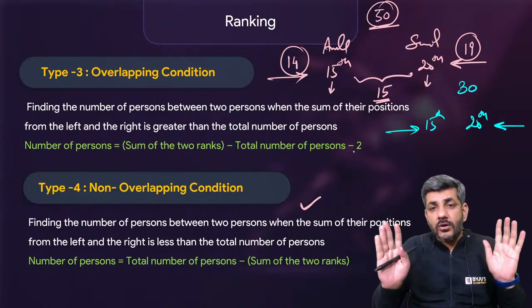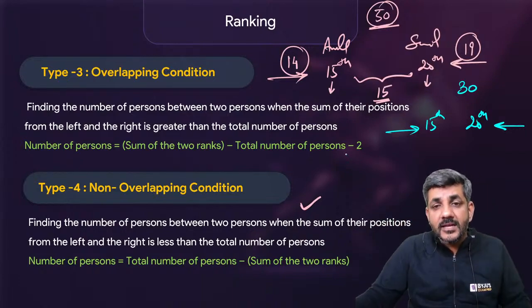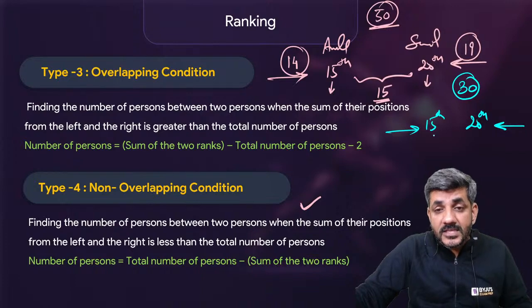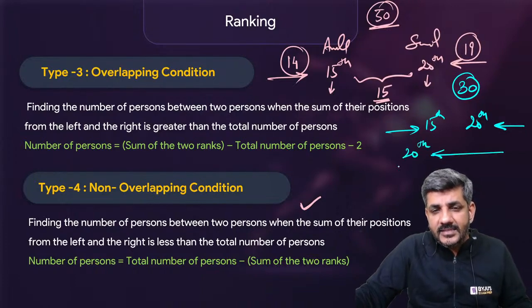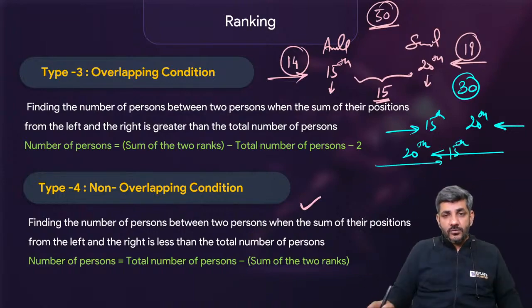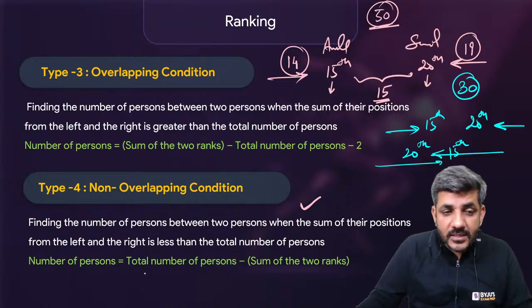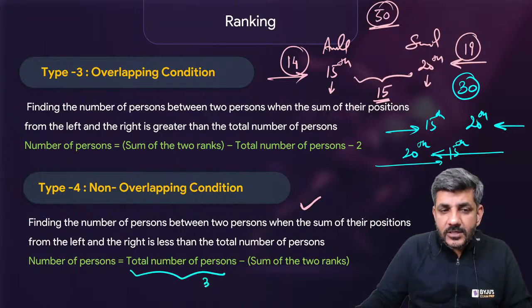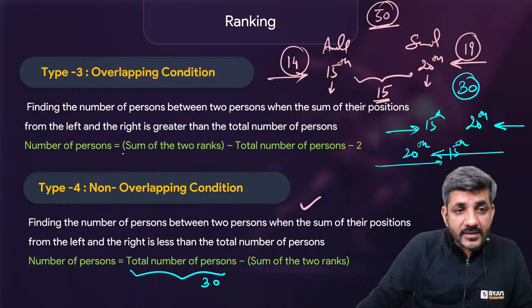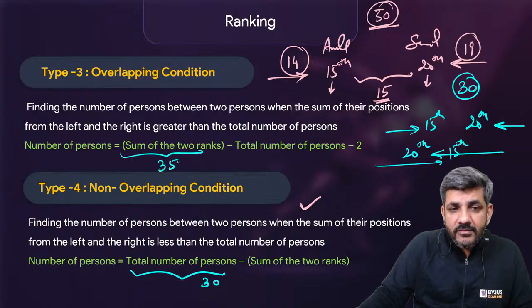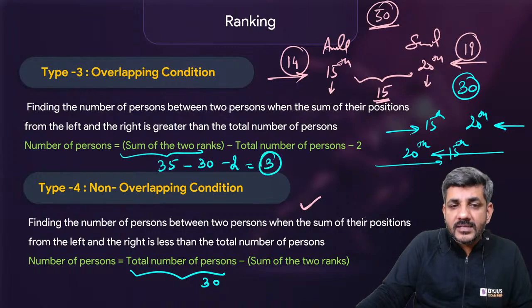Now one thing is for sure. 20 plus 15 is making it 35, whereas people are 30. That means this 15th person is actually something like this. कि 20th right से यहां पर है और 15th left से यहां पर है. इस तरह की सिचुएशन हो रही होगी. When this is the situation, you find the total number of people which is equal to 30. You find the sum of the two ranks which is equal to 35 minus total number of people that is 30 और उसमें से दो और माइनस कर देना. The answer would be 3.